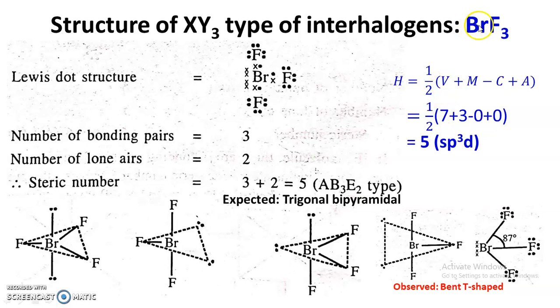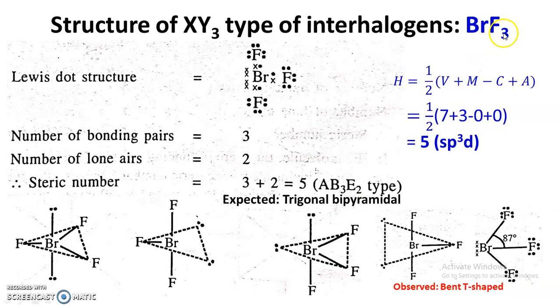Again, the alternative method is H equals half of V plus M minus C plus A. Half the number of valence electrons of bromine, which is 7, plus 3, because 3 monovalent fluorine atoms are attached to bromine. So 7 plus 3 is 10, divided by 2 is 5. As H is equal to 5, the steric number is 5, or the number of hybrid orbitals is 5, and therefore bromine undergoes sp3d hybridization, and for this hybridization the characteristic geometry is trigonal bipyramidal.